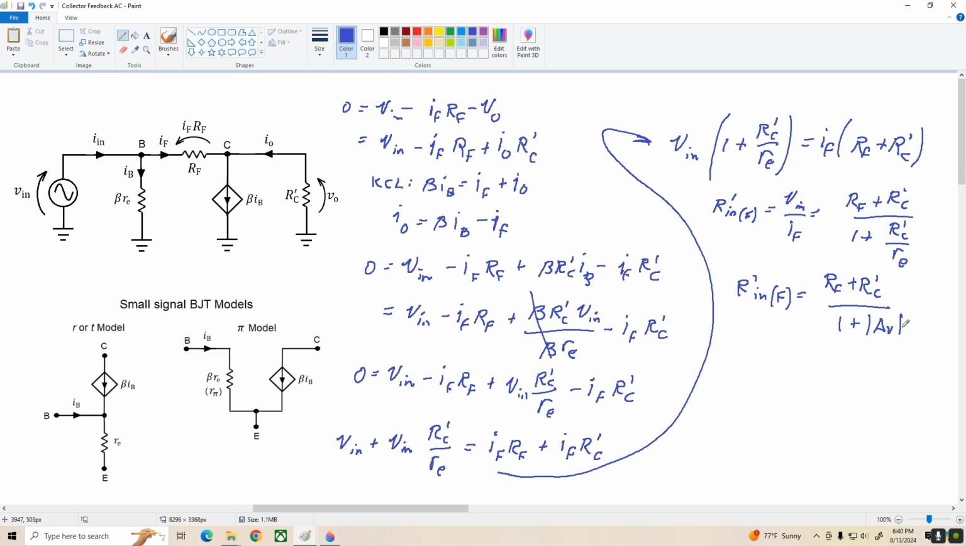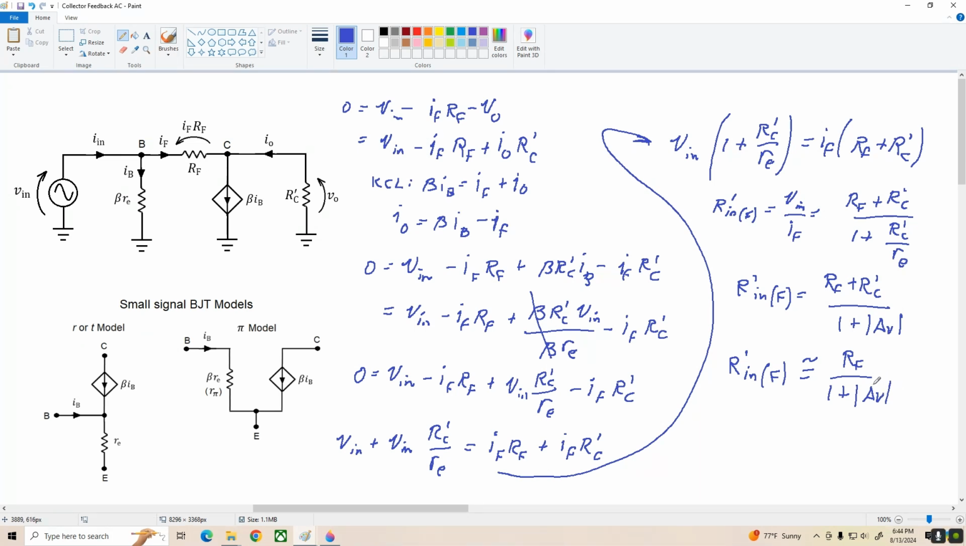And what can we do next? Well, in a normal circuit, Rf is very large compared to R prime c. Typically, Rf is around 100,000 ohms or more, and R prime c is usually in the range of thousands of ohms. So very often we can ignore the R prime c term up here and say that R prime in looking into the feedback resistor from the Vn source is approximately equal to Rf divided by 1 plus the gain magnitude AV.